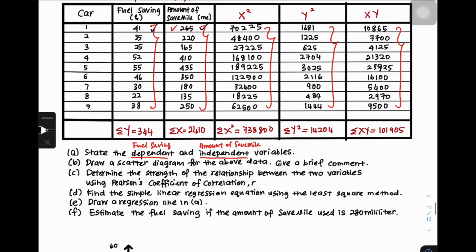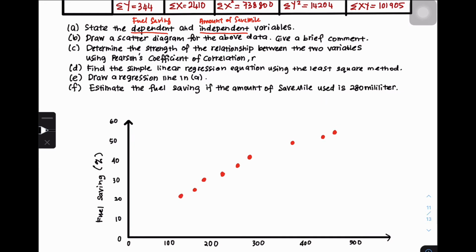So data kita ni ada 9, means you have to have 9 points lah. 1, 2, 3, 4, 5, 6, 7, 8, 9. So this one is the scatter plot. So dia suruh kita give a brief comment.